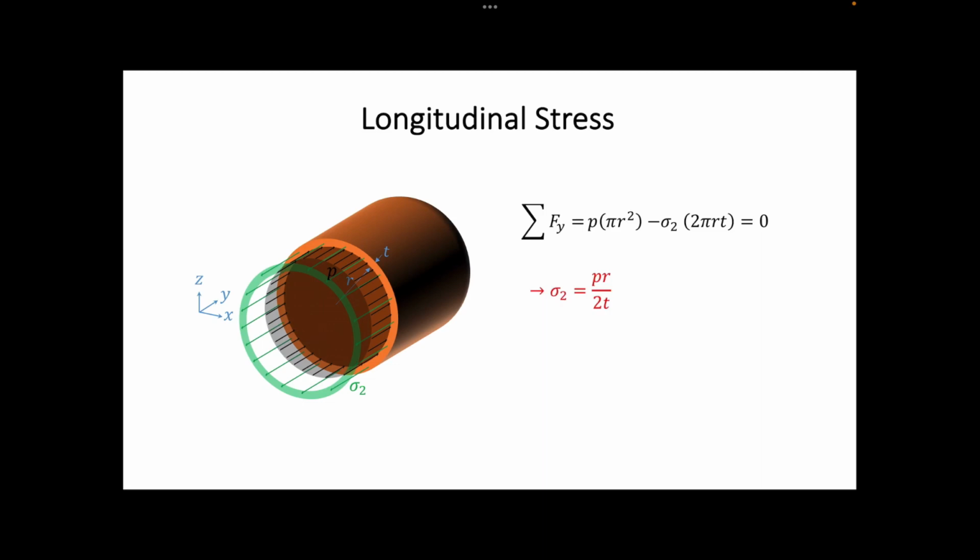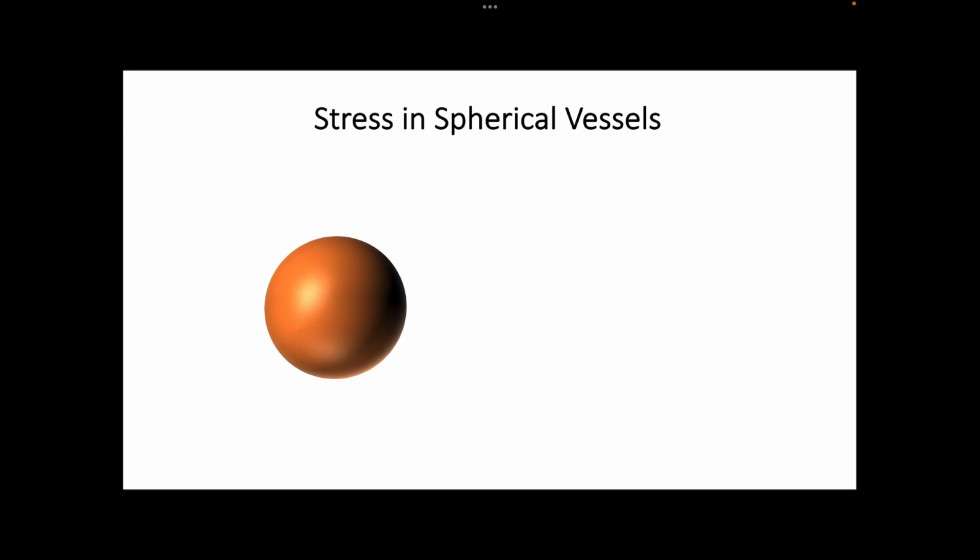Next, let us study the stresses in a spherical vessel. Let's say we study the stresses for this element. Then, based on symmetry, the state of stress for the element will be the following. As you can see, we no longer have different stresses in different directions. Instead, we have a single value of stress, of the same value as the longitudinal stress in a cylindrical vessel. Let us prove that.